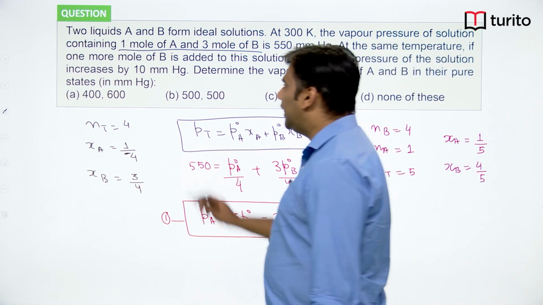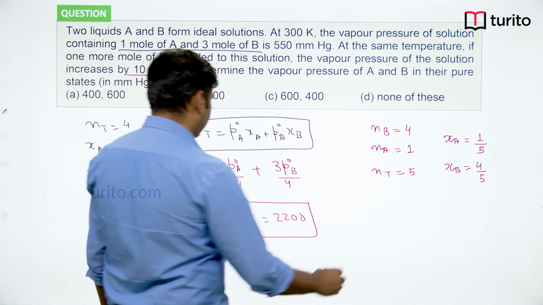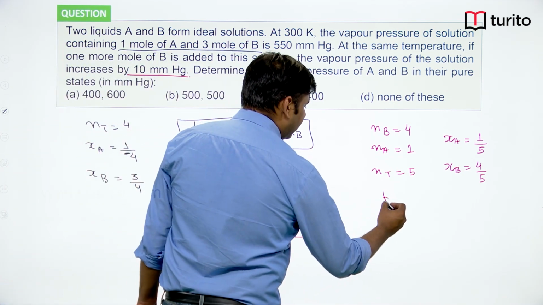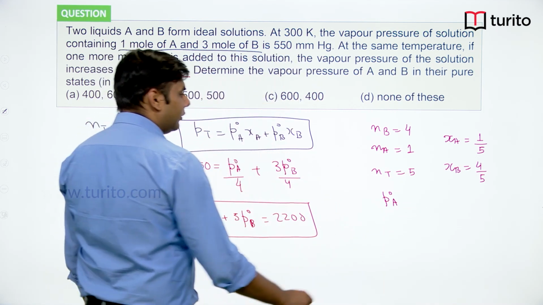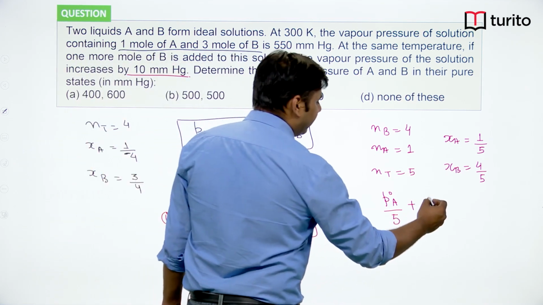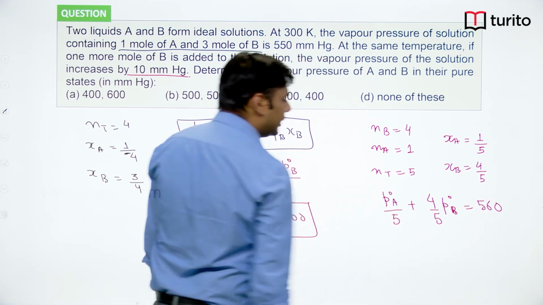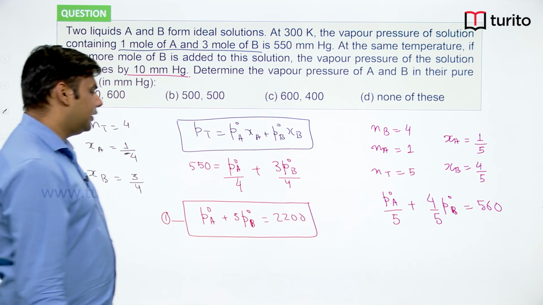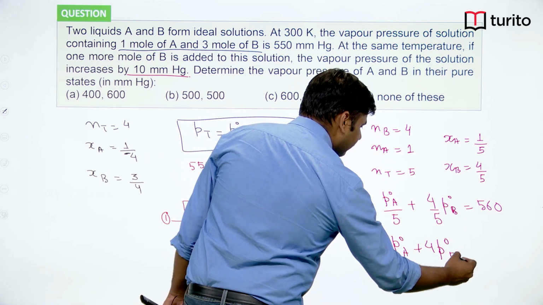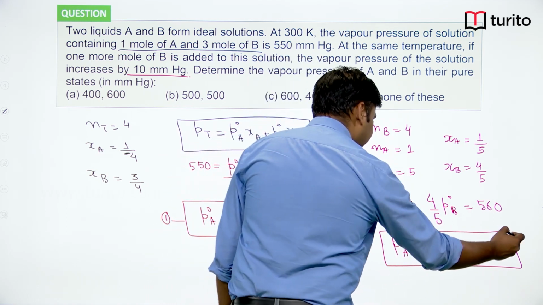Okay. Now when we added 1 mole of B, it is saying that the vapor pressure of the mixture increased by 10 mm. So we know that Pt is equal to P naught A XA plus P naught B XB. So the pressure of pure component is P naught A, mole fraction is 1 by 5, plus P naught B into XB, XB is 4 by 5. So this is equal to the vapor pressure increased by 10. So this is 560. So I will say that P naught A plus 4 P naught B will be equal to 2800. Okay, so these are the two equations that we are forming.